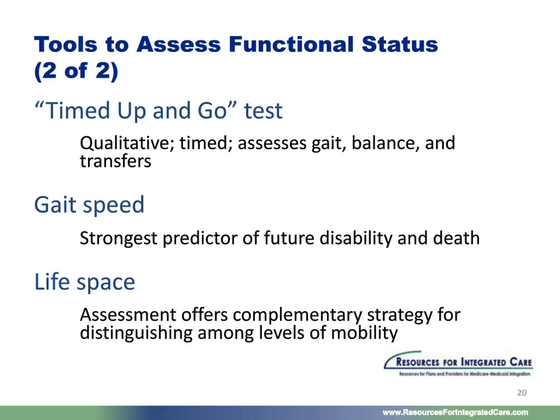Lastly, there's a phenomenon that's been gaining increasing visibility and credibility called life space. And that basically indicates how large the patient's world is. Are they confined to a single room in their home? Are they confined to their home? Do they go beyond their block or their neighborhood? You can envision this as a series of concentric circles, indicating how far and how often they get around in terms of their mobility. Next slide, please.